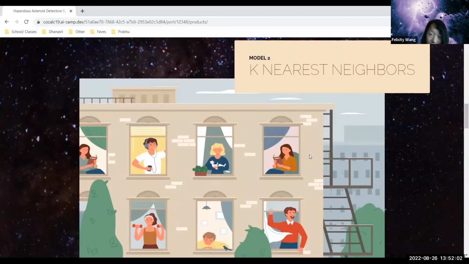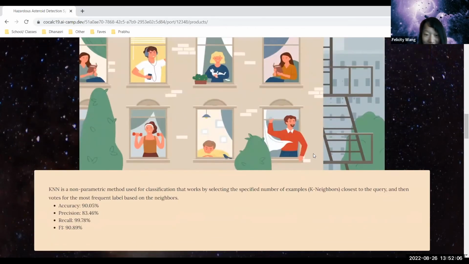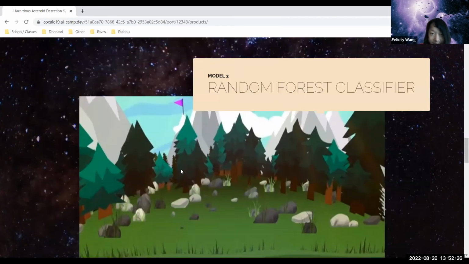And then our second model in the top 4 was K-nearest neighbors. K-nearest neighbors is a non-parametric method used for classification. It works by selecting the specified number of neighbors closest to the query and then votes for the most frequent label based on the neighbors. For these, they all had high accuracy metrics except for precision, which was in the 80s.